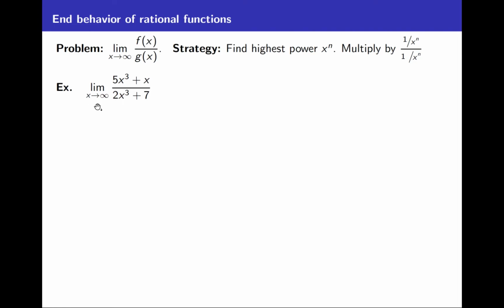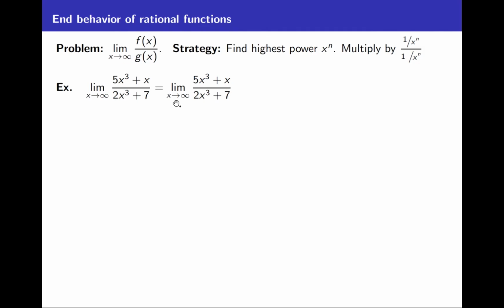Look at the limit as x approaches infinity of 5x cubed plus x over 2x cubed plus 7. When we look at this, we see that the highest power of x on the top and the bottom turns out to be an x to the power of 3. You look at the entire rational function, you look for the highest power of x, and it's 3.